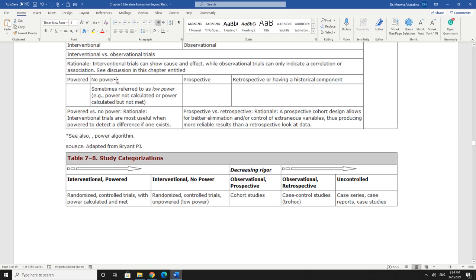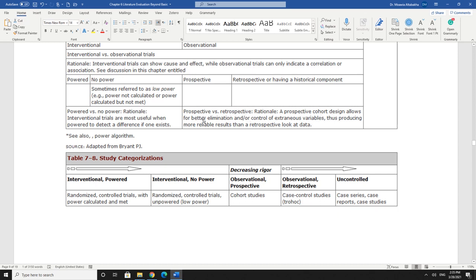So if it is not calculated, or if it is calculated but the participants are fewer than the calculated number, then you might not have detected a difference if it existed. Okay? Now, prospective versus retrospective, meaning cohort versus, for example, case control.